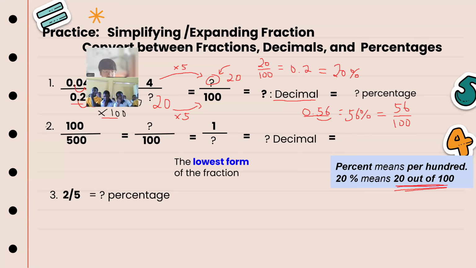Let's look at number two. We have 100 over 500. And what will be the same fraction when it is something over 100? What is this number?